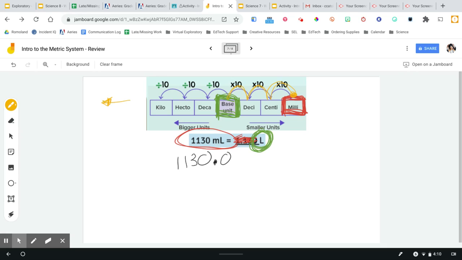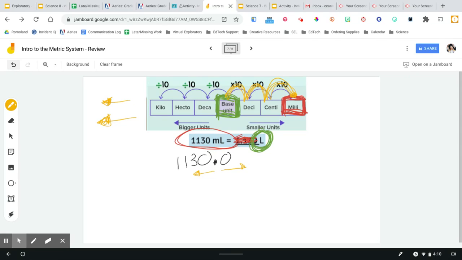I jumped over 3 times to the left. So what that means is this decimal right here, I need to move that 3 times to the left as well. The number of times that I jump on this chart should be the number of times that this decimal moves. Same with the direction. If I am moving to the left on this chart, the decimal should be moving to the left. If I were to jump to the right on the chart, then the decimal should be moving to the right.